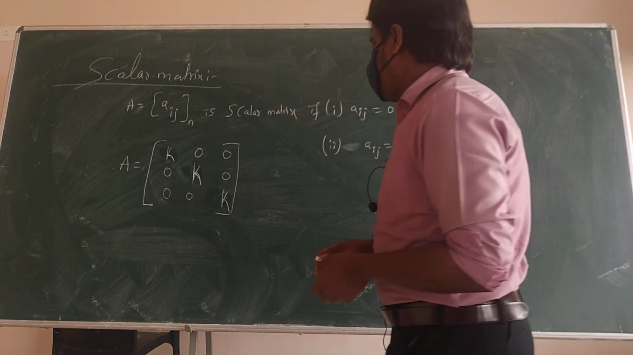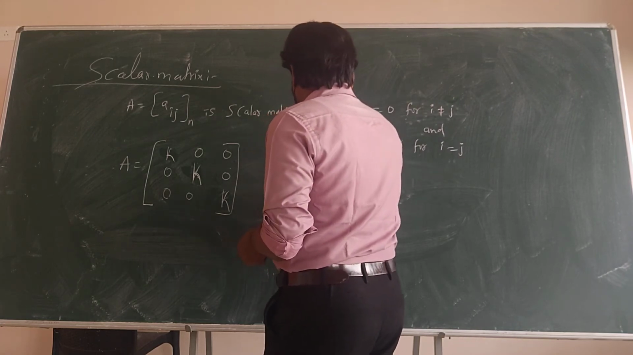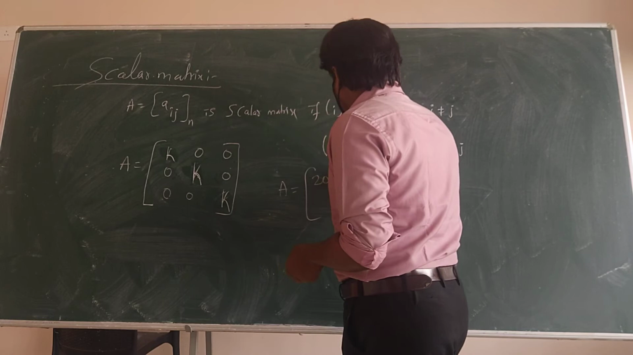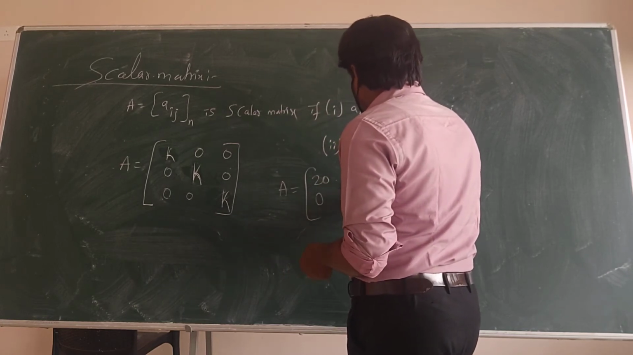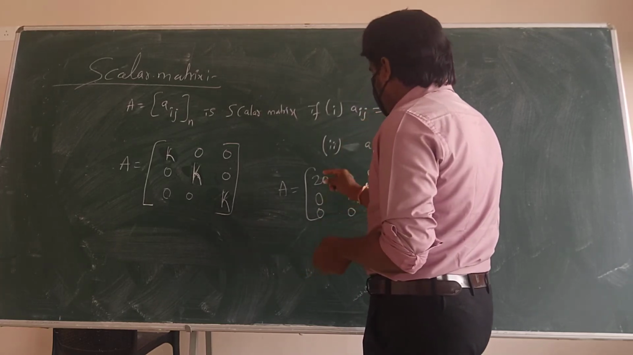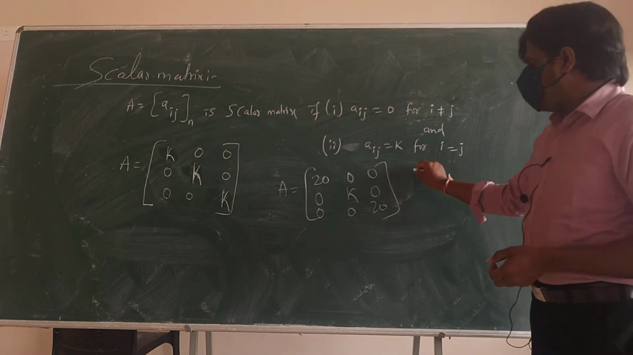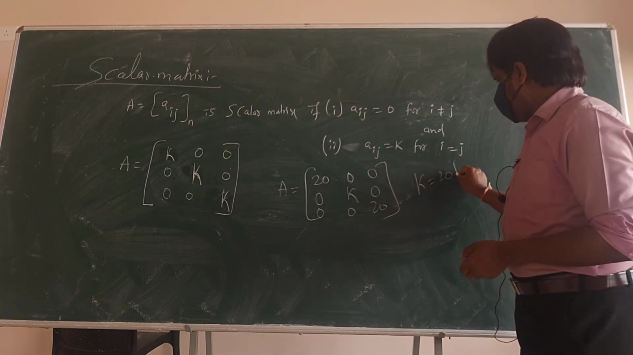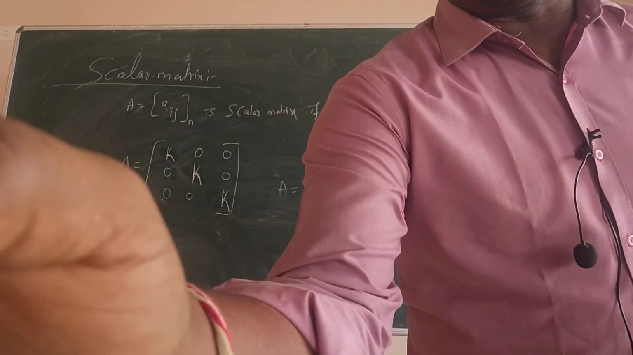For example, suppose A is the matrix with 20, 0, 0, 0, k, 0, 0, 0, 20. If it is a scalar matrix, what is the value of k? k will be 20, because all diagonal elements should be the same. This is the meaning of a scalar matrix.